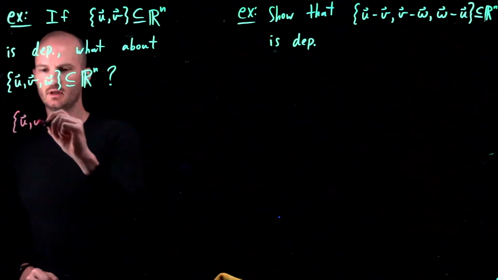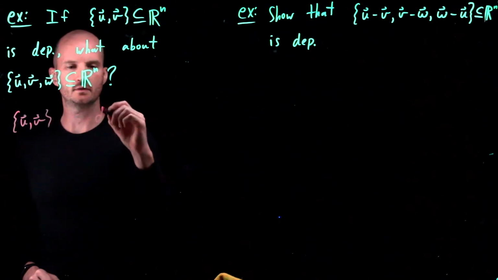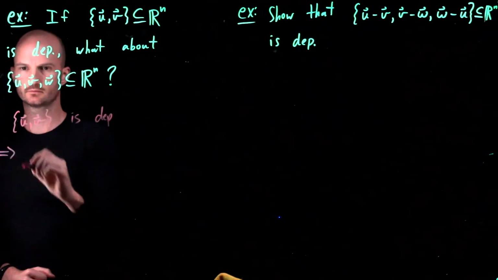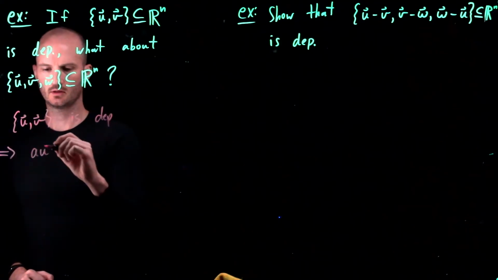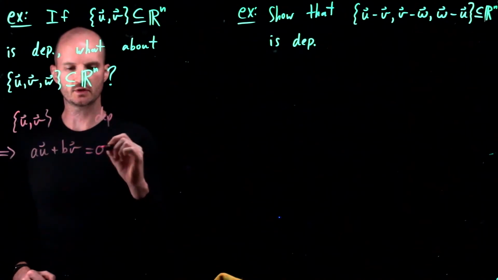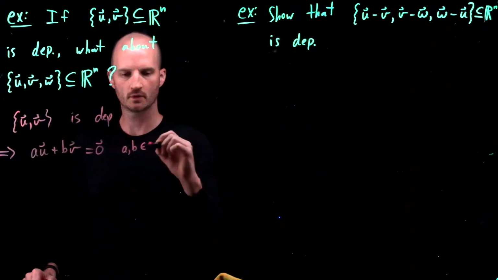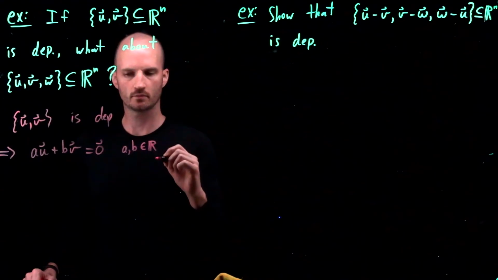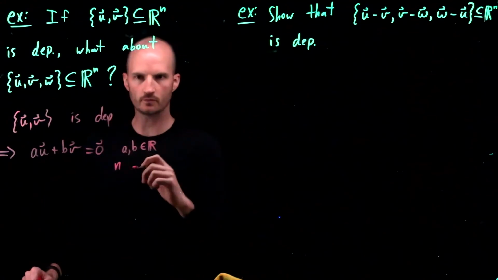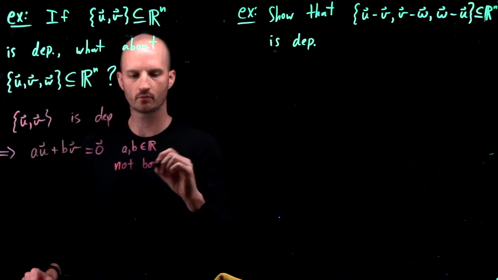Okay, U, V, this set, is dependent. Therefore, aU plus bV is equal to 0 for two scalars a and b, not both 0.